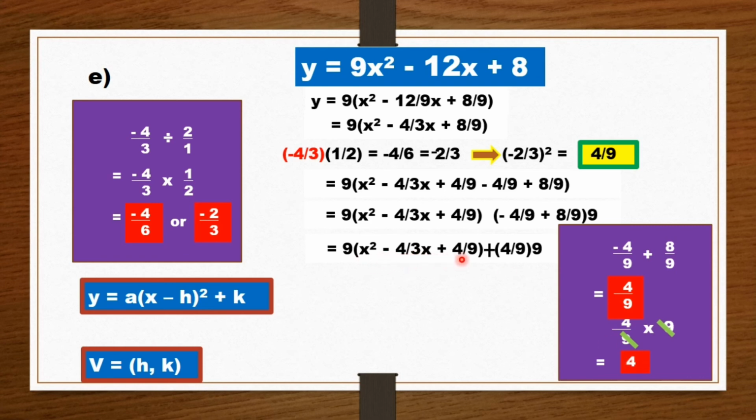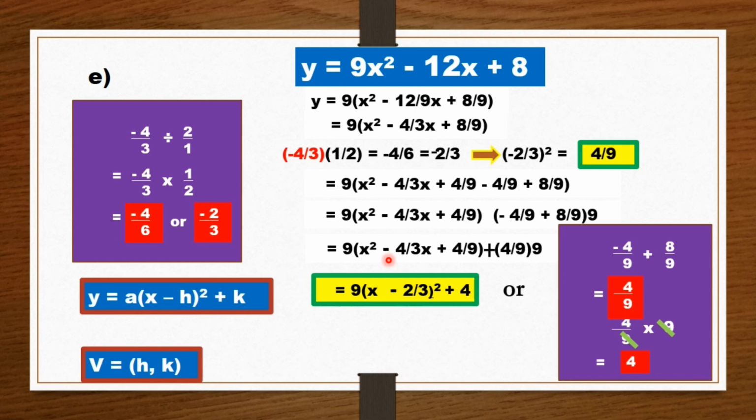And make this perfect square trinomial as a square of binomial by taking the root of x, the sign of the middle term, which is minus, and the root of 4/9, which is 2/3. So this is now our vertex form.